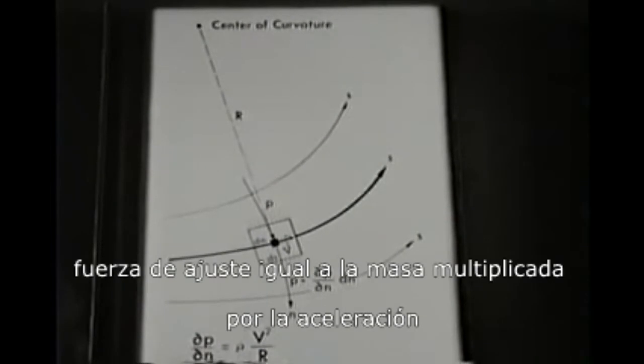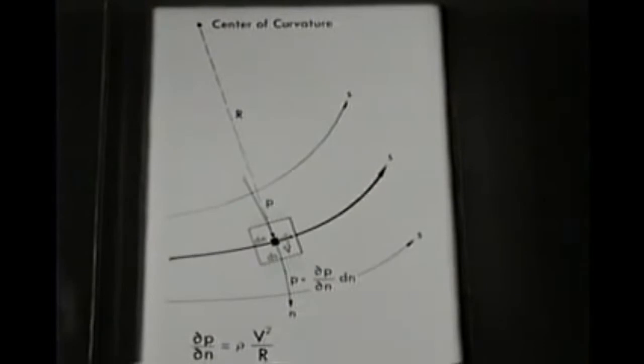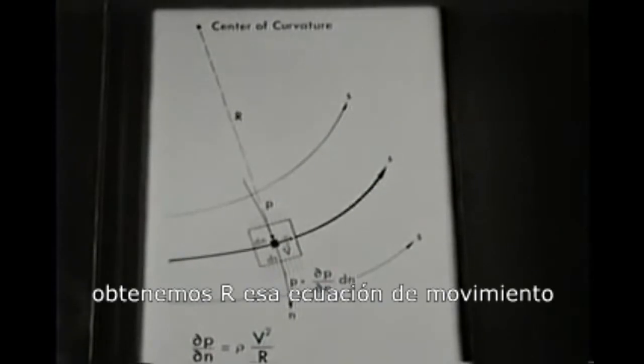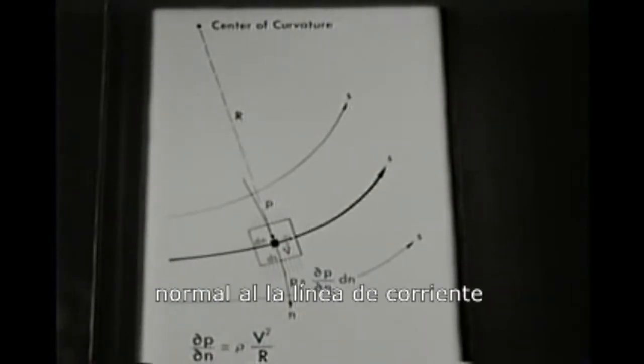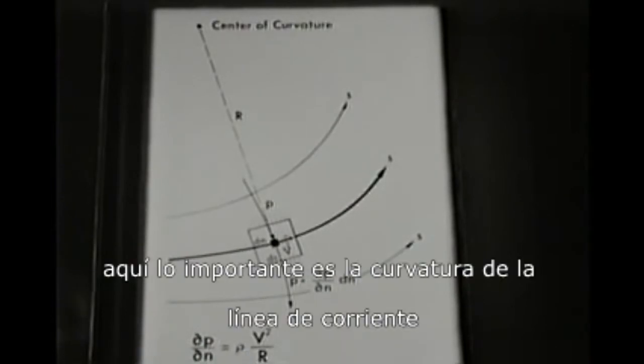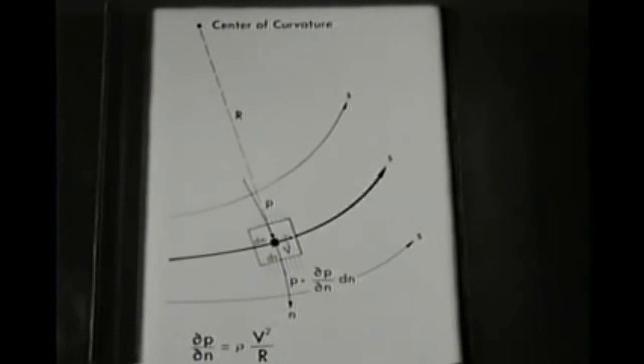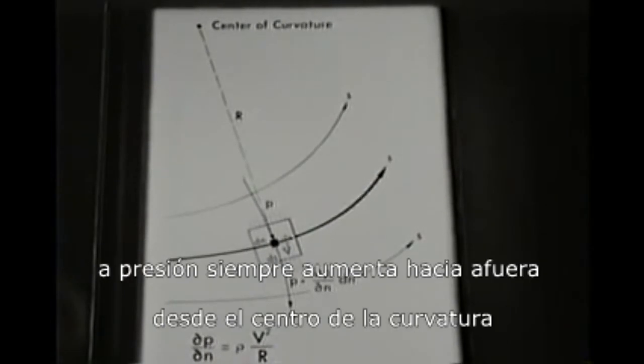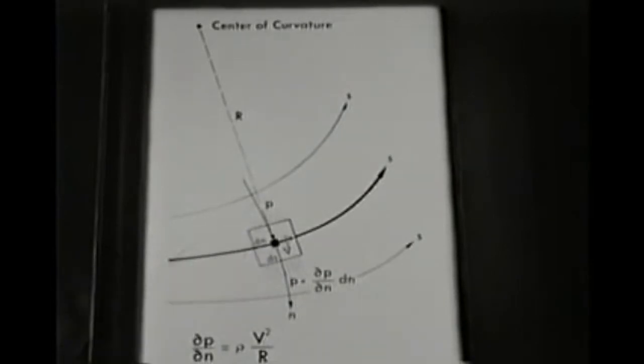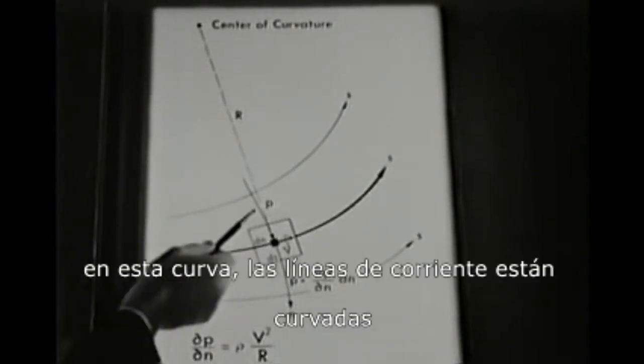Setting force equal to mass times acceleration, we get Euler's equation of motion normal to the streamline. Here, the important thing is curvature of the streamline. The pressure always increases outward from the center of curvature. In this bend, the streamlines are curved.